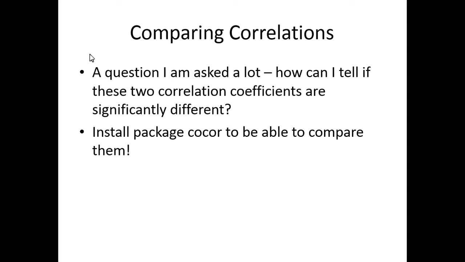Two last pieces, comparing correlations and partial correlations. So I get this question a lot, like an unreasonable amount of time, even though you can totally Google it and find calculators on the internet that will do this for you. But so maybe you guys won't ask me this question, but I do get it a lot. So how can I tell if two correlation coefficients are different? Because most people learn I can tell this one is significant, this one's significant, but are they different from each other? So you will need to install cocor, which is a little package that will do the differences for you.